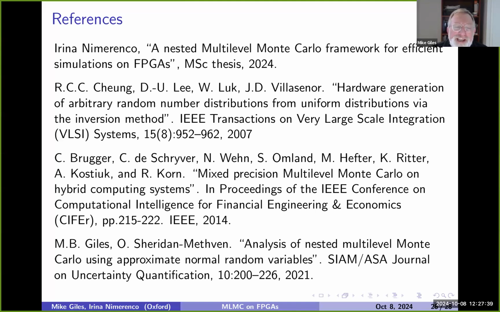With FPGAs, I came to Oxford in 1992, and the computer science colleague at that time told me, Mike, this is great new technology. It's going to completely revolutionize scientific computing. And he was talking about FPGAs. So it hasn't happened for 32 years. That doesn't mean to say it won't happen, but it does temper my enthusiasm.